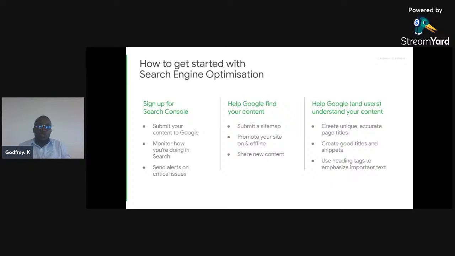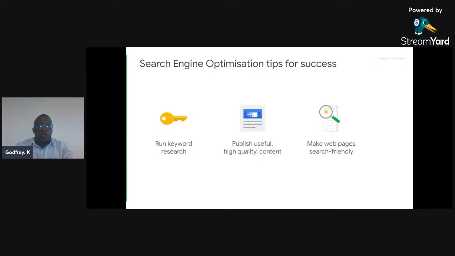So this is one of the other values of letting Google know of any other changes or content you have changed in your business. Then we're going to look at search engine optimization tips for success. There is no shortcut for search engine optimizing, which helps you improve your website's visibility.